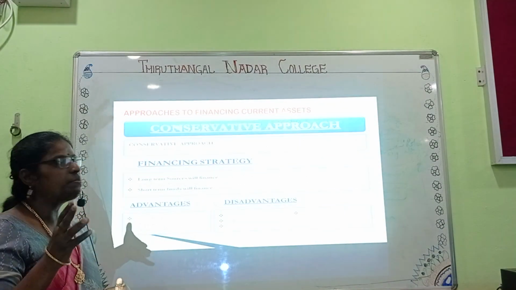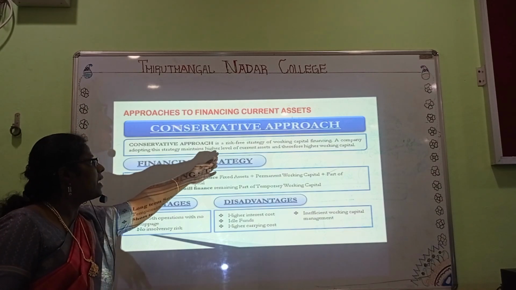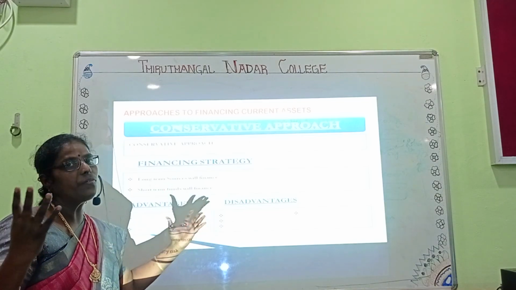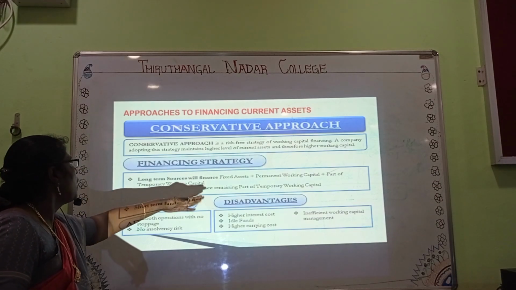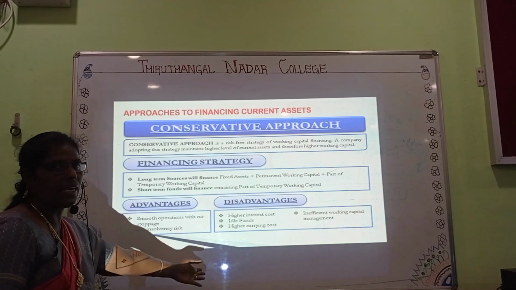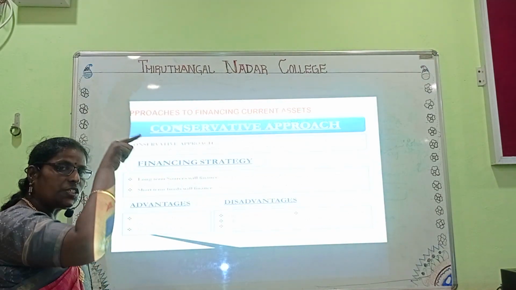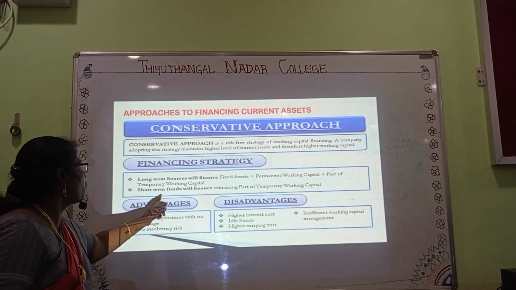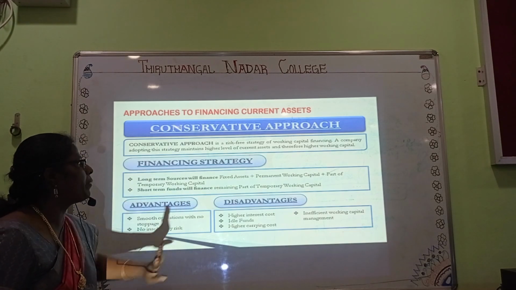What type of approach the business organization adopts? In this approach, a company adopts a higher level of current assets and higher working capital. Their strategy is long-term sources will finance the permanent working capital and short-term funds will finance the temporary working capital. In the first approach, both the permanent and temporary working capital is financed by short-term sources, and here only the long-term sources are used for permanent working capital and short term is used for temporary working capital.